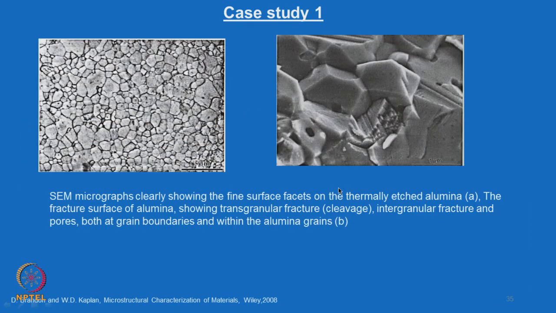Then I showed you the fracture surface of the thermally etched alumina, where intergranular and intragranular fracture and a pore inside the material are visible, and this is how we discussed case study 1.